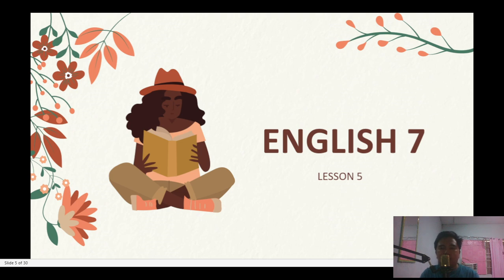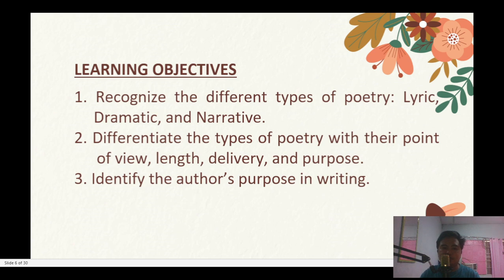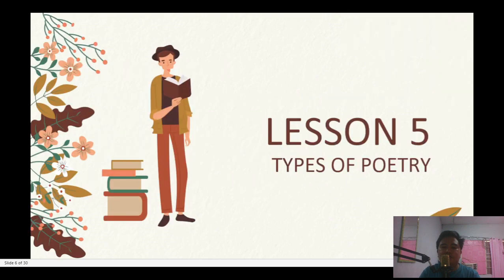So we are going to discuss our lesson 5, but before that, let's move on to our lesson objectives. Number 1, recognize the different types of poetry: lyric, dramatic, and narrative. Number 2, we're also going to differentiate the types of poetry with your point of view, like delivery and purpose. And last but not least, we're going to identify the author's purpose in writing. Okay, lesson 5, the types of poetry.